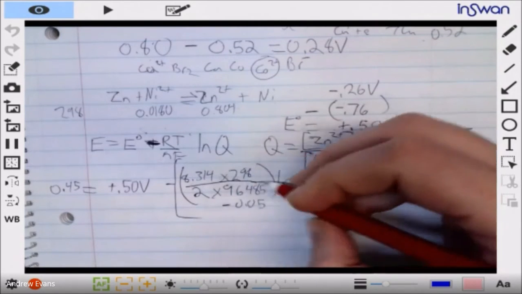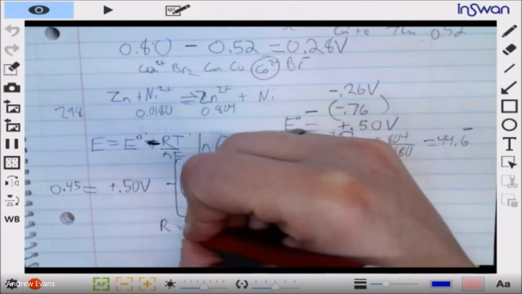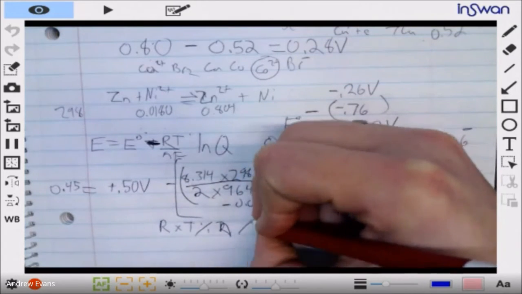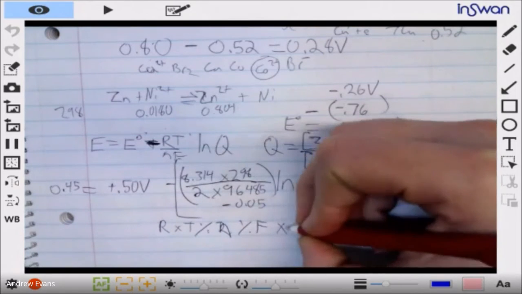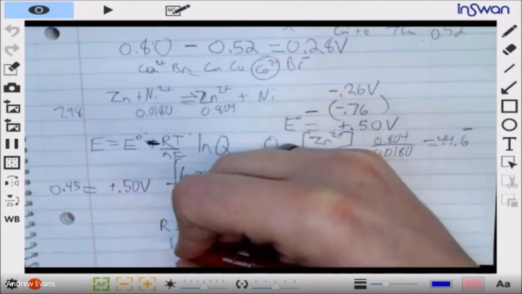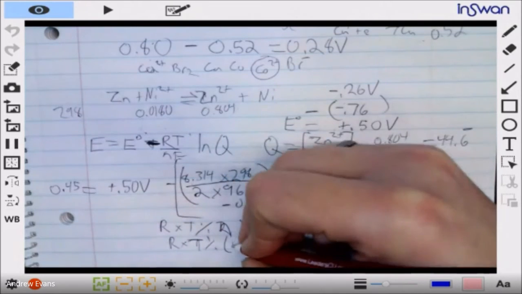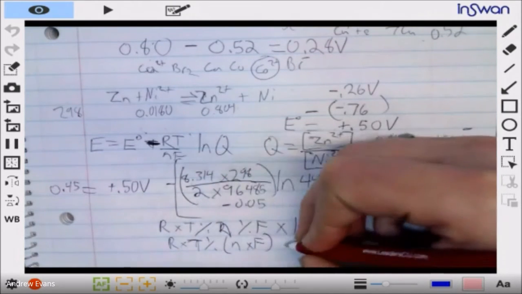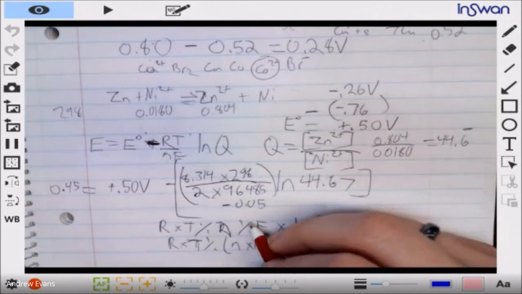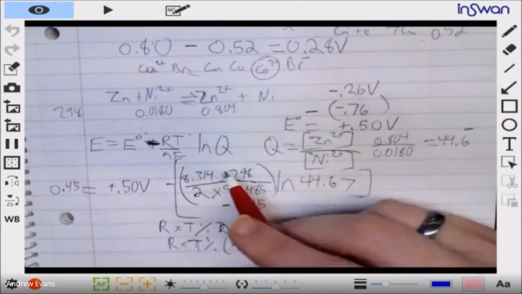When you punch this into your calculator, you can punch it in one of two ways. You can say R times your T divided by your N, divided by your F, times ln Q. Or you could do R times T divided by, in parentheses, N times F, times ln Q. But you've got to make sure you get the N and the F both in there, all of that.